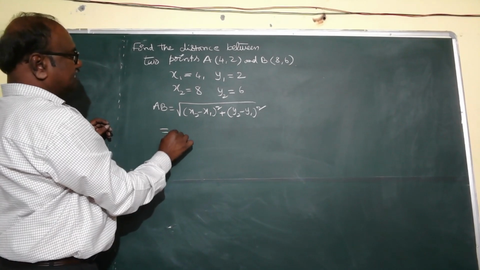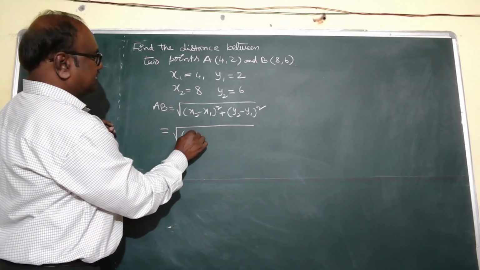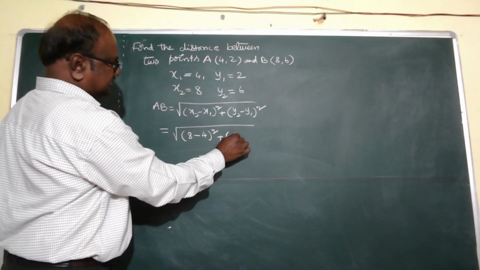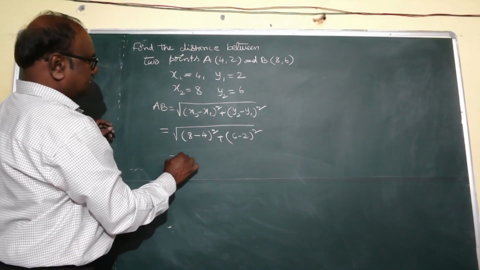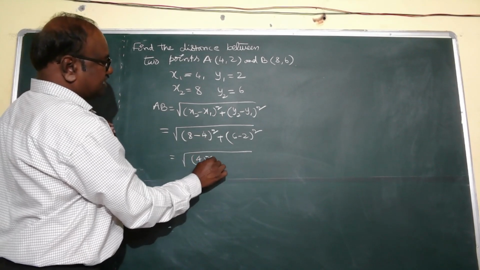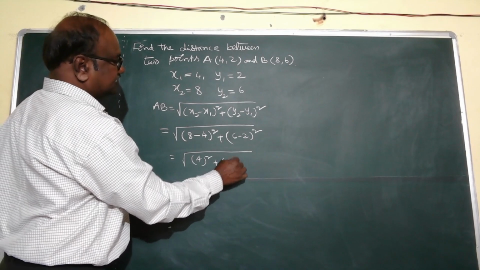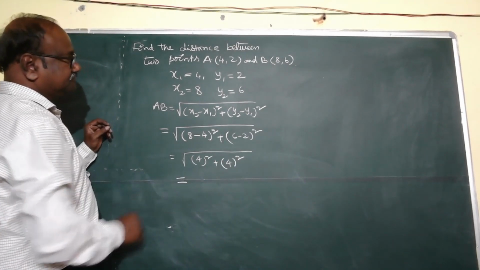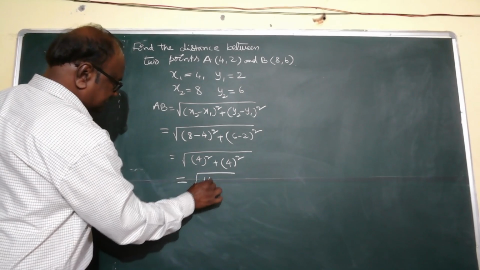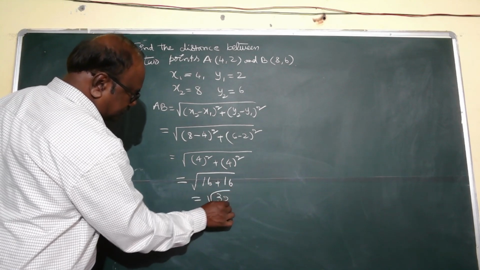Let us substitute the values of x2 and x1. x2 is 8 minus x1 is 4, so 8 minus 4 whole square, y2 is 6, 6 minus 2 whole square. Now under root, 8 minus 4 is 4, that is 4 square, plus 6 minus 2 is also 4, that is 4 square. Now 4 square is 16, plus 16. 16 plus 16 is 32.